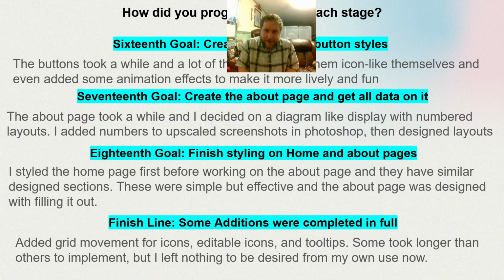I created the About page. This one took a while, but it was screenshots that I added numbers onto and then made a numbered list for creating all the diagram and explanation of buttons and their features. I finished styling the home page and About pages with sections that are kind of like blocky and almost look like they're popping out. And then some additions were completed afterwards, like the tooltip, editable icons, and grid movement for icons, which I'll show later.